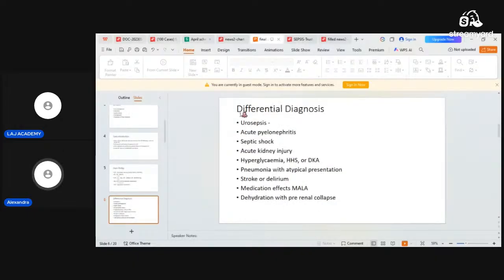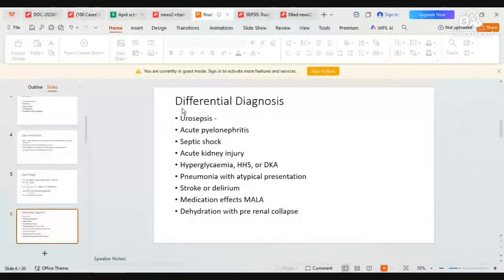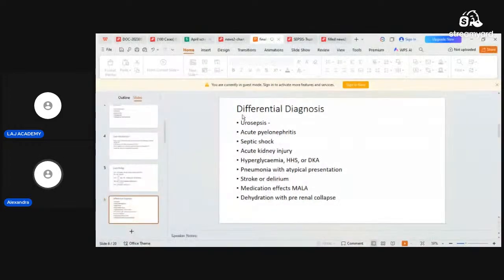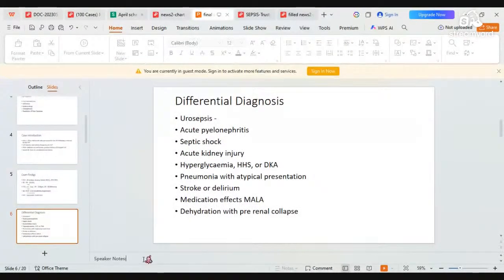So after taking your history from your patient, you've examined the patient. It's expected that a couple of differential diagnoses should run through your mind as a clinician, and then you can narrow down from there to be able to clinch a working diagnosis. So in this case, I have come up with a few differential diagnoses. Urosepsis is top on my list, because of the history of complaints of dysuria and urinary frequency, the patient's age, and my clinical findings. We'll find out more about this subsequently.